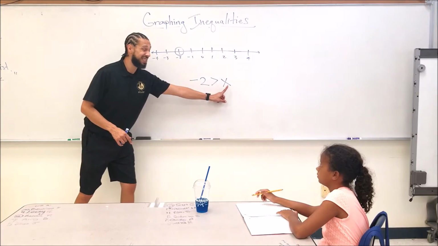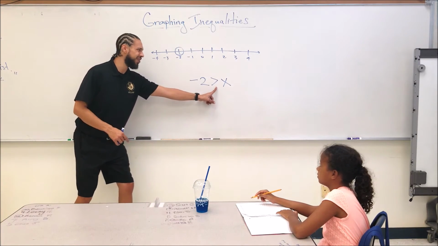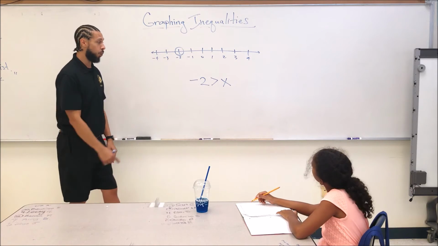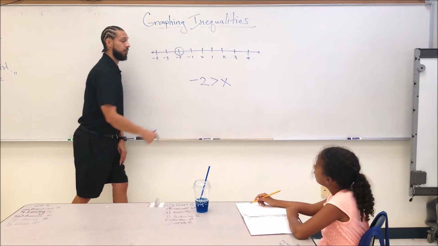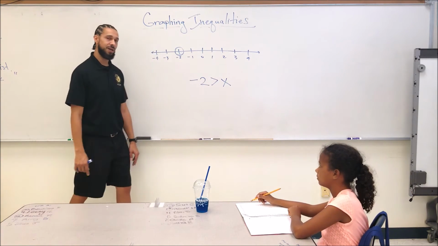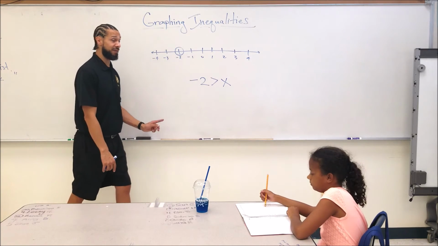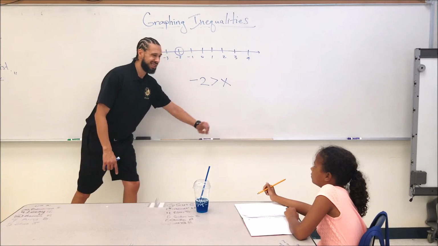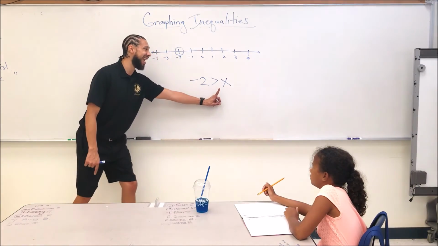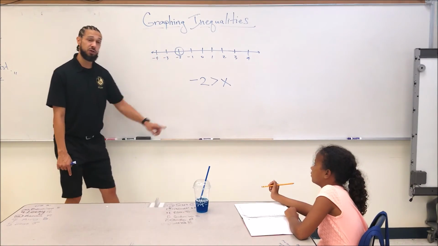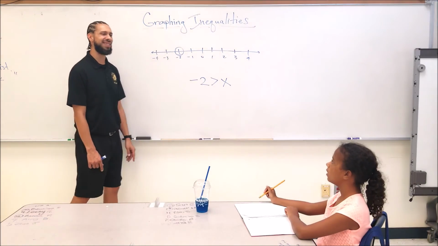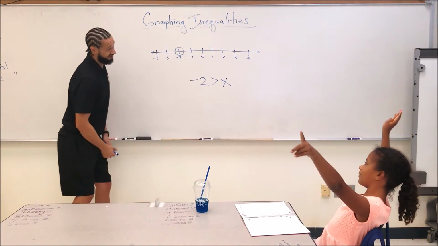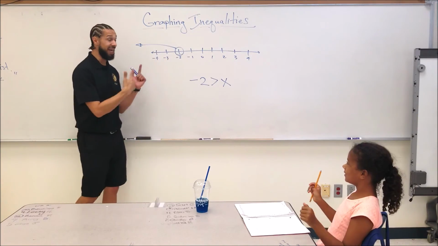x is less than. I know that looks like a greater than sign, but we're reading it backwards. Which way is the alligator facing? It's facing the 2. So we can read it from left to right: -2 is greater than x, or x is less than -2. Which side are the numbers that are less than on? Left side. Exactly right.